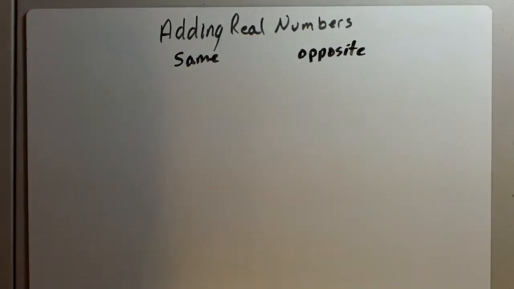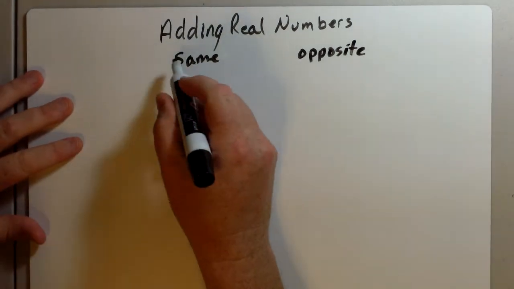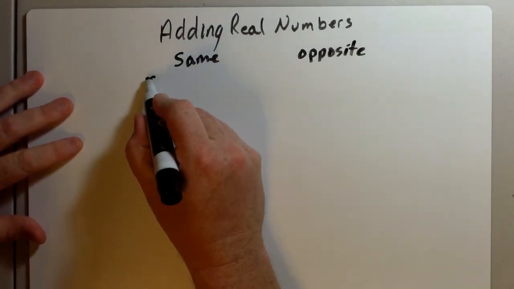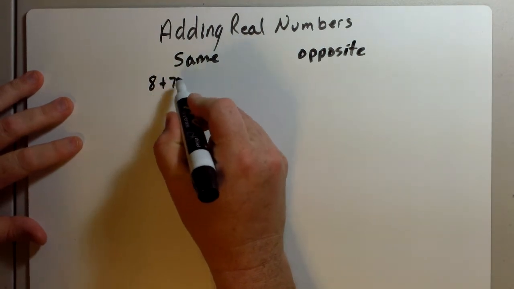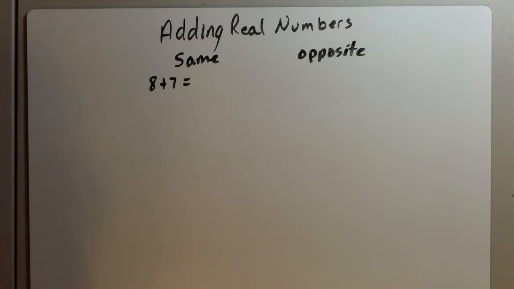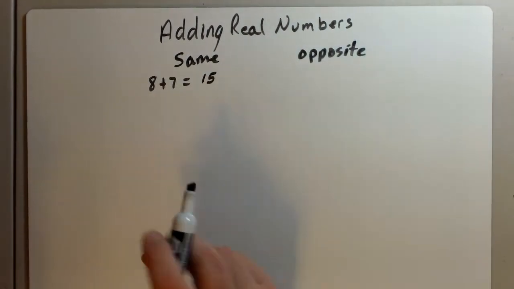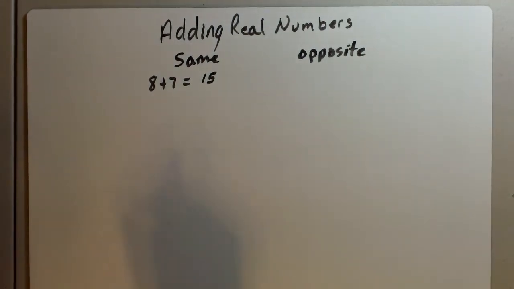And we're going to do the same signs first because we're used to that. So let's pick any two numbers like, let's say 8 plus 7. And the rule there says if the signs are the same, add them together, 15, and keep the same sign. Since both of these were positive, we're going to leave it as positive 15.